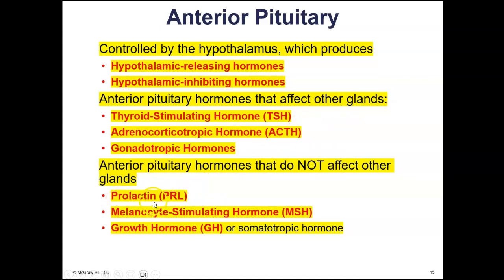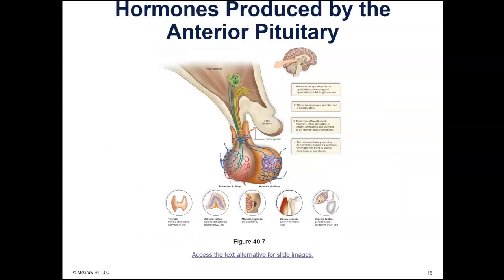Now, here's some other anterior pituitary hormones. Prolactin, which stimulates the production of milk in the mammary glands. Melanocyte stimulating hormone, MSH, which stimulates your melanocytes to release melanin, and growth hormone, or GH, which stimulates growth.